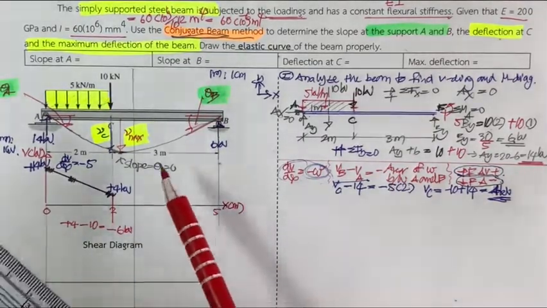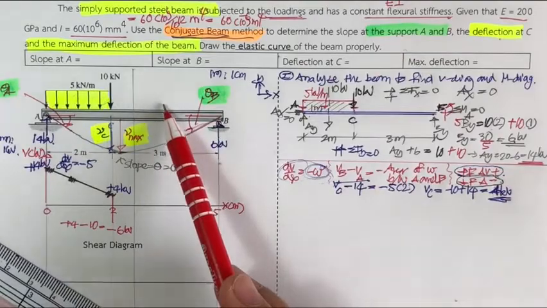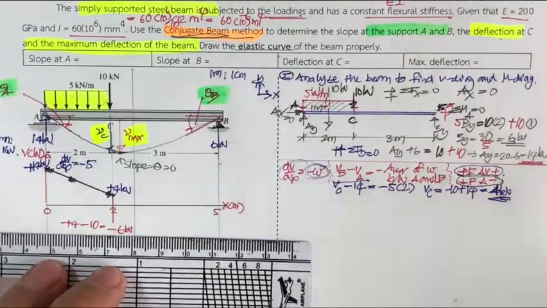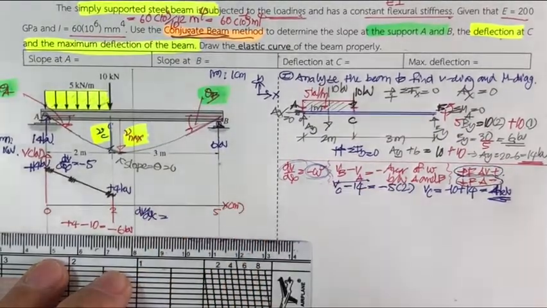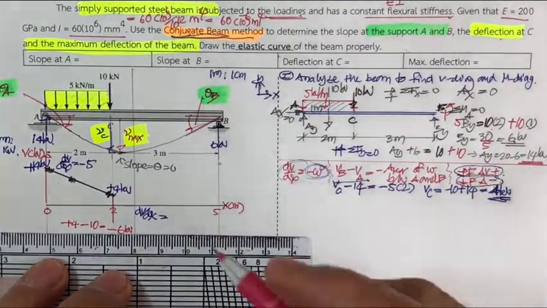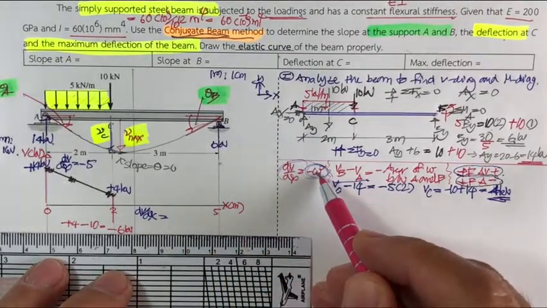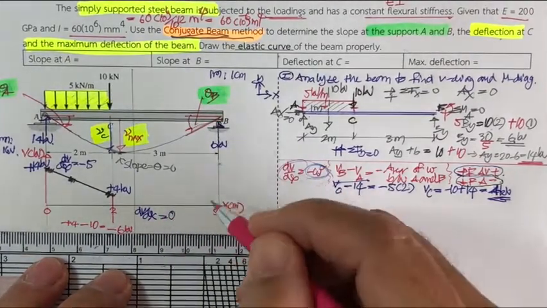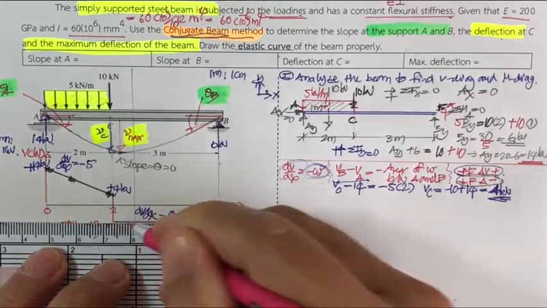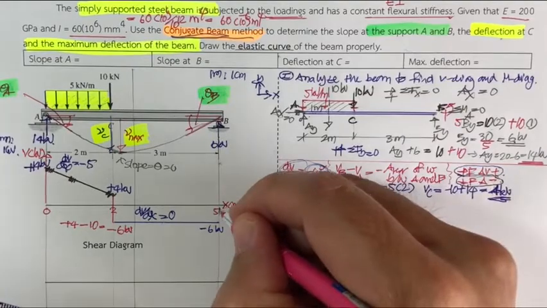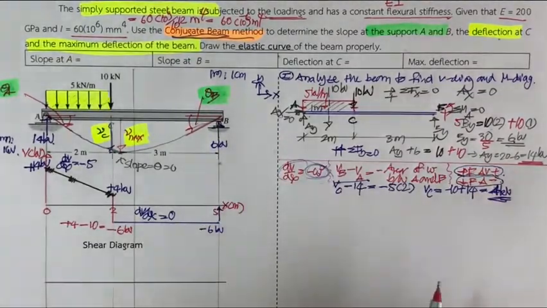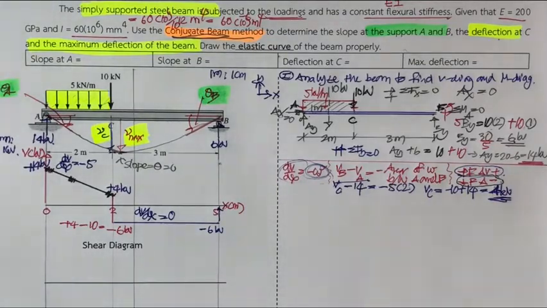And then you move past the C and there is no distributed load. So the dV by dx is going to be what? No W, so W is 0. So it's 0. And then you got this minus 6 kilonewton. And then it's up like this. Okay, this is the shear diagram of this beam.